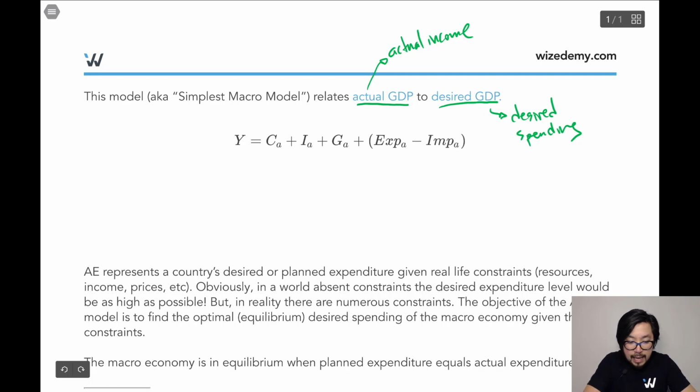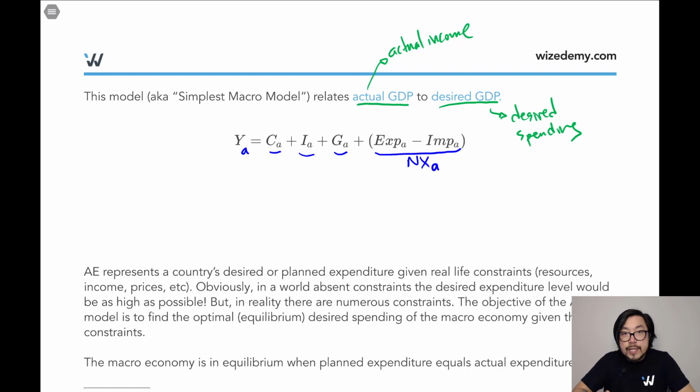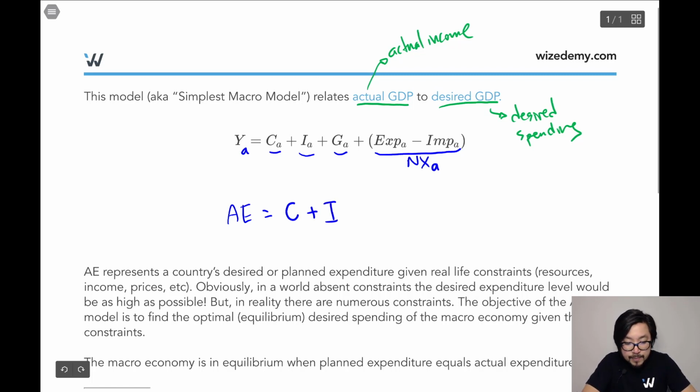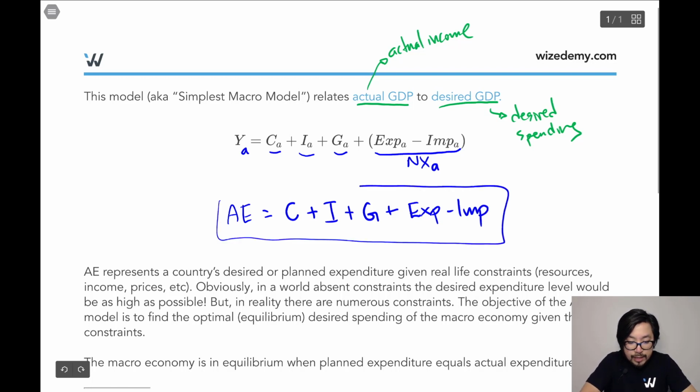The economy's actual spending can be measured by the macroeconomy's actual spending on consumption, actual spending on investment, actual spending on government spending, and finally, actual net export spending. And we can use the GDP expenditure equation to get our economy's desired spending level as the desired spending on consumption, desired investment spending, desired government spending, and desired net export spending. So this will be the equation that will be the basis of the aggregate expenditure model.